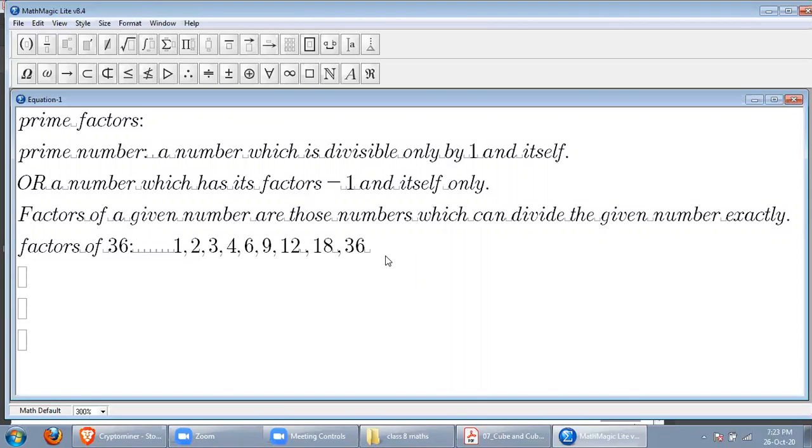Composite numbers are numbers, yes, define. Anybody? What are composite numbers? Hello, am I audible to you? So tell me, what are composite numbers? Define composite numbers.